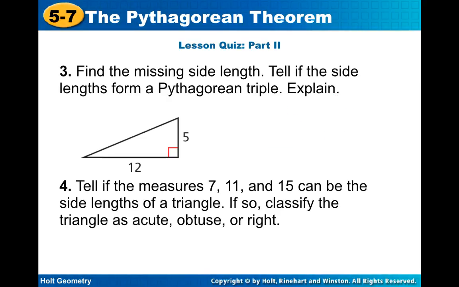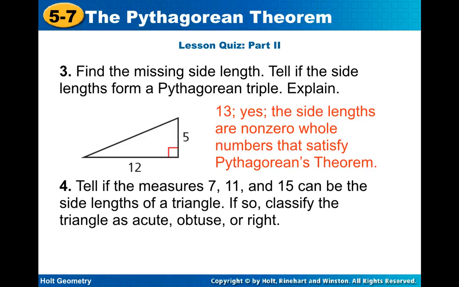Now we have a just straight Pythagorean theorem, and then figure out if it's a triple. You might have recognized that from the list. 5, 12, 13 is going to be the hypotenuse.